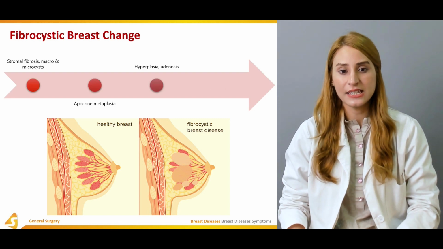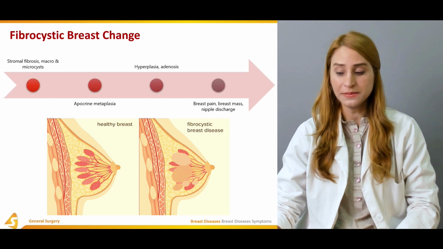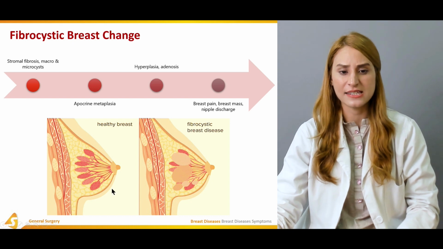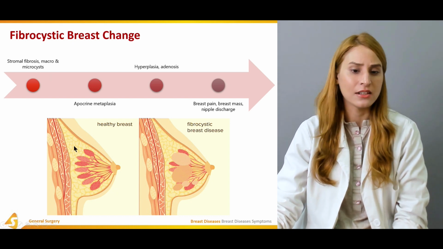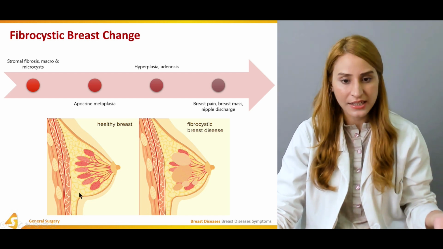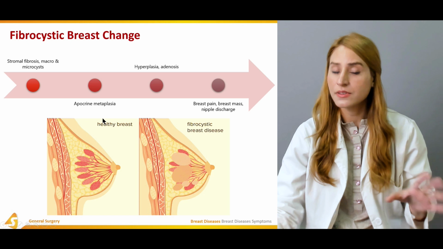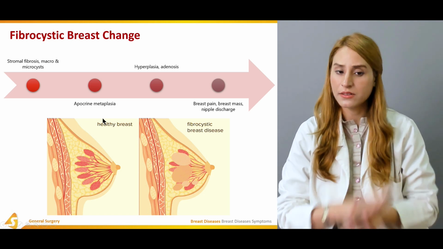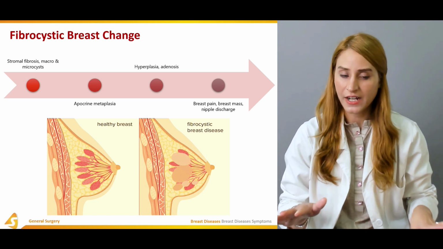You can see in this diagram that this is a healthy breast. The lobules are normal in size, the ducts are not dilated, and there is normal composition with a normal distribution of the fat tissue, right?